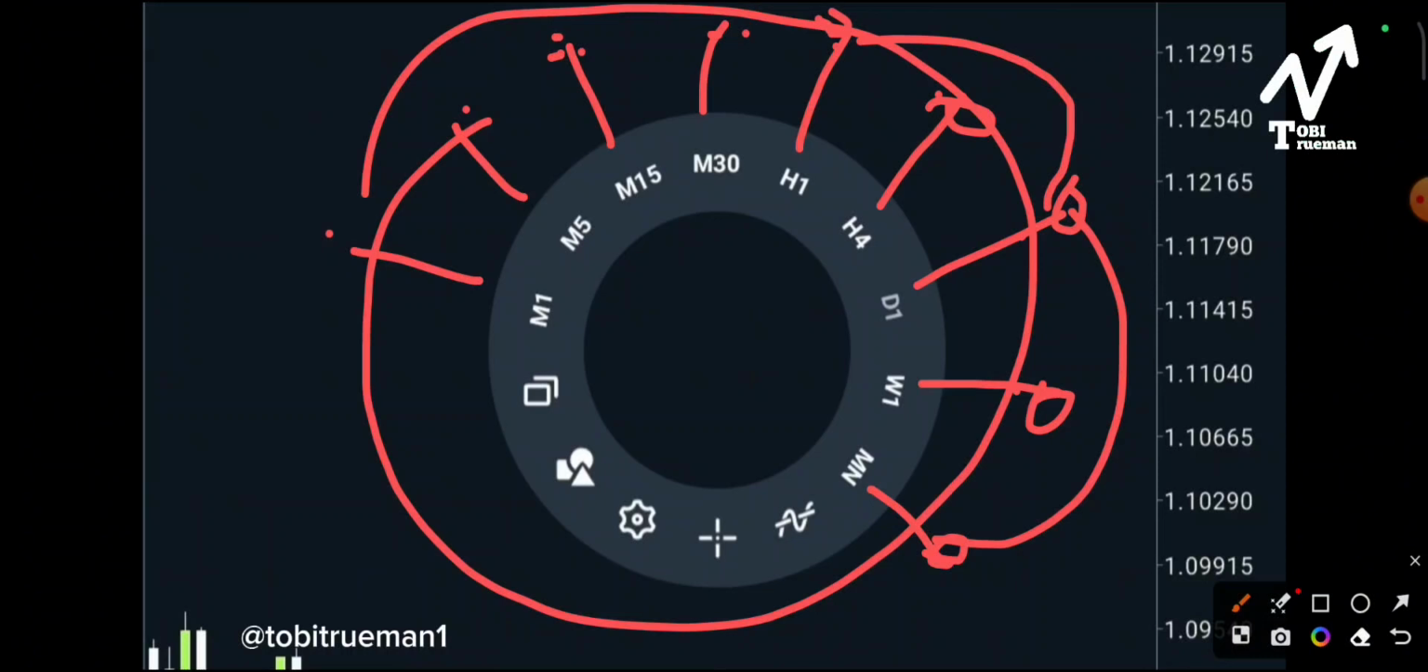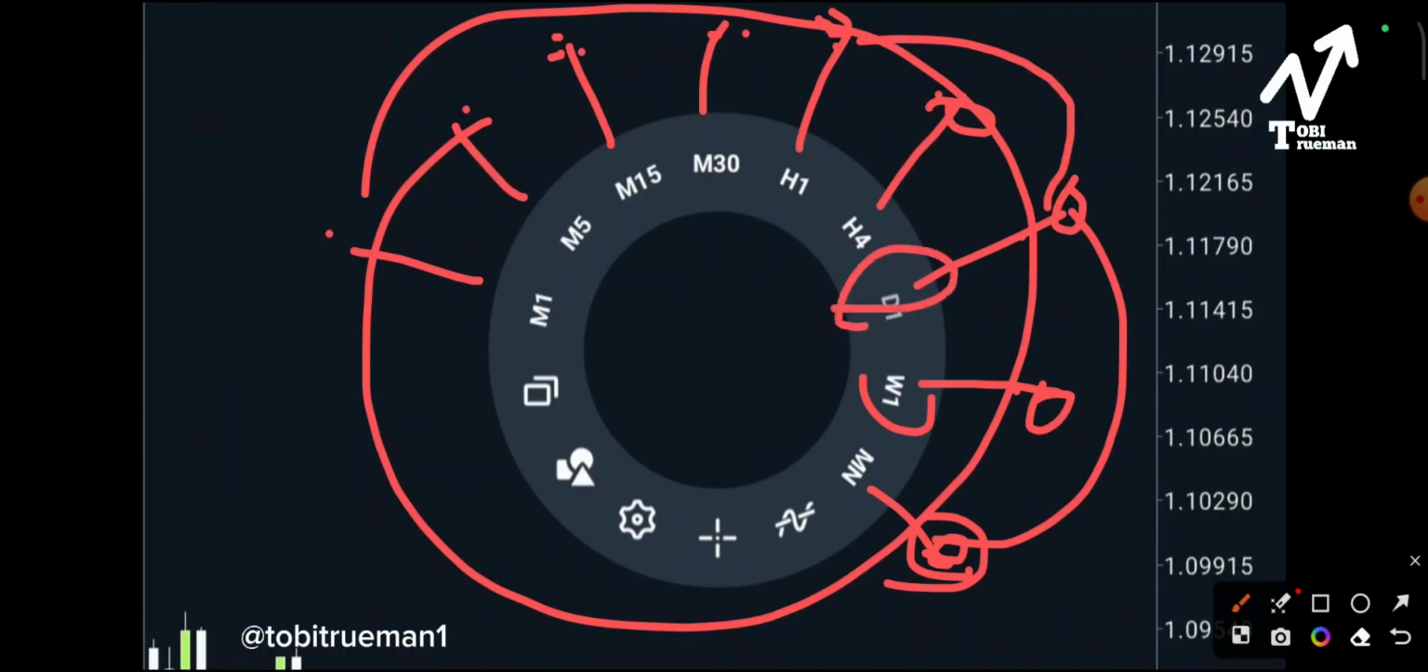So this is just the way to select your time frame. The first time frame here will be your higher time frame. This is like the monthly time frame now will be your higher time frame. Then the following time frame is weekly time frame, but we will not use that. We are going to use what? We are going to use the daily time frame.